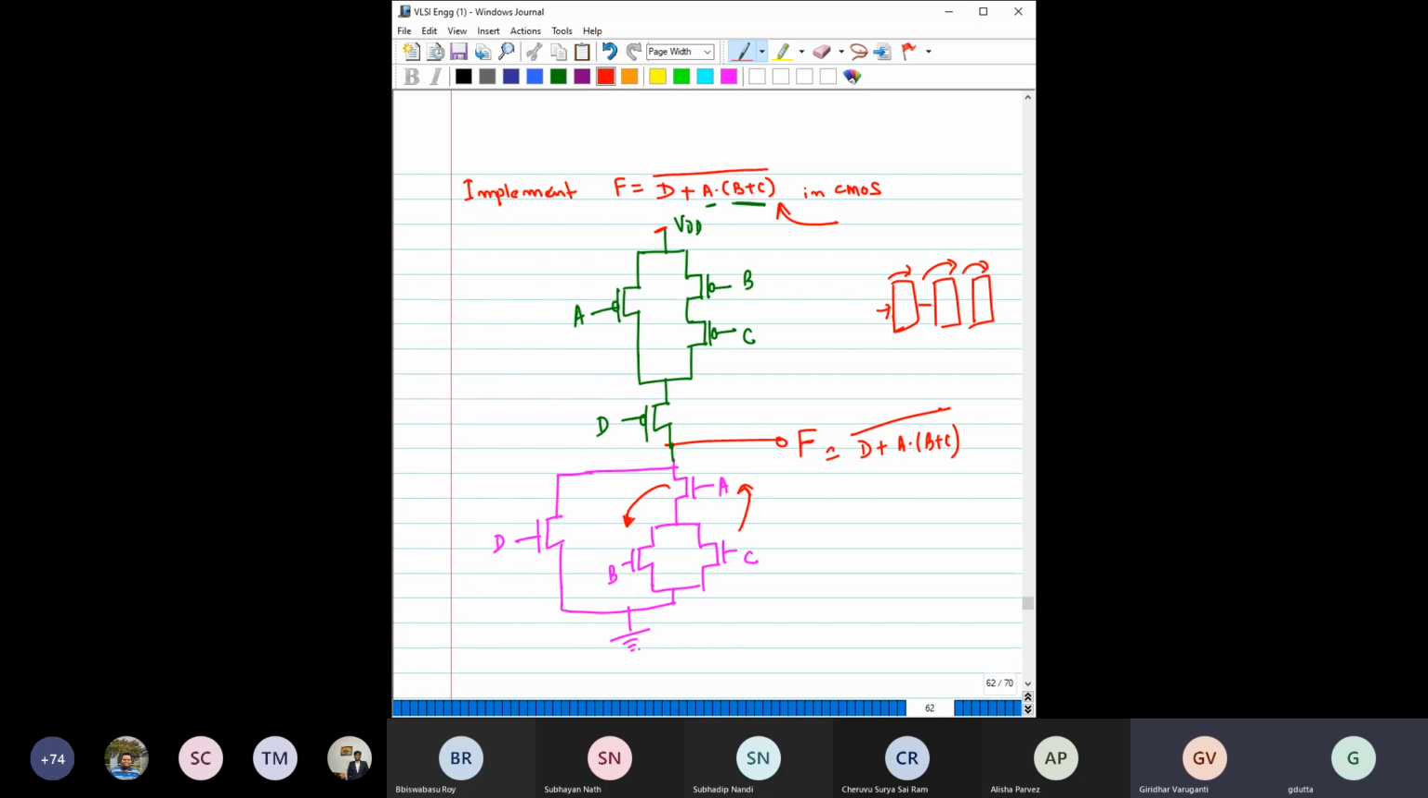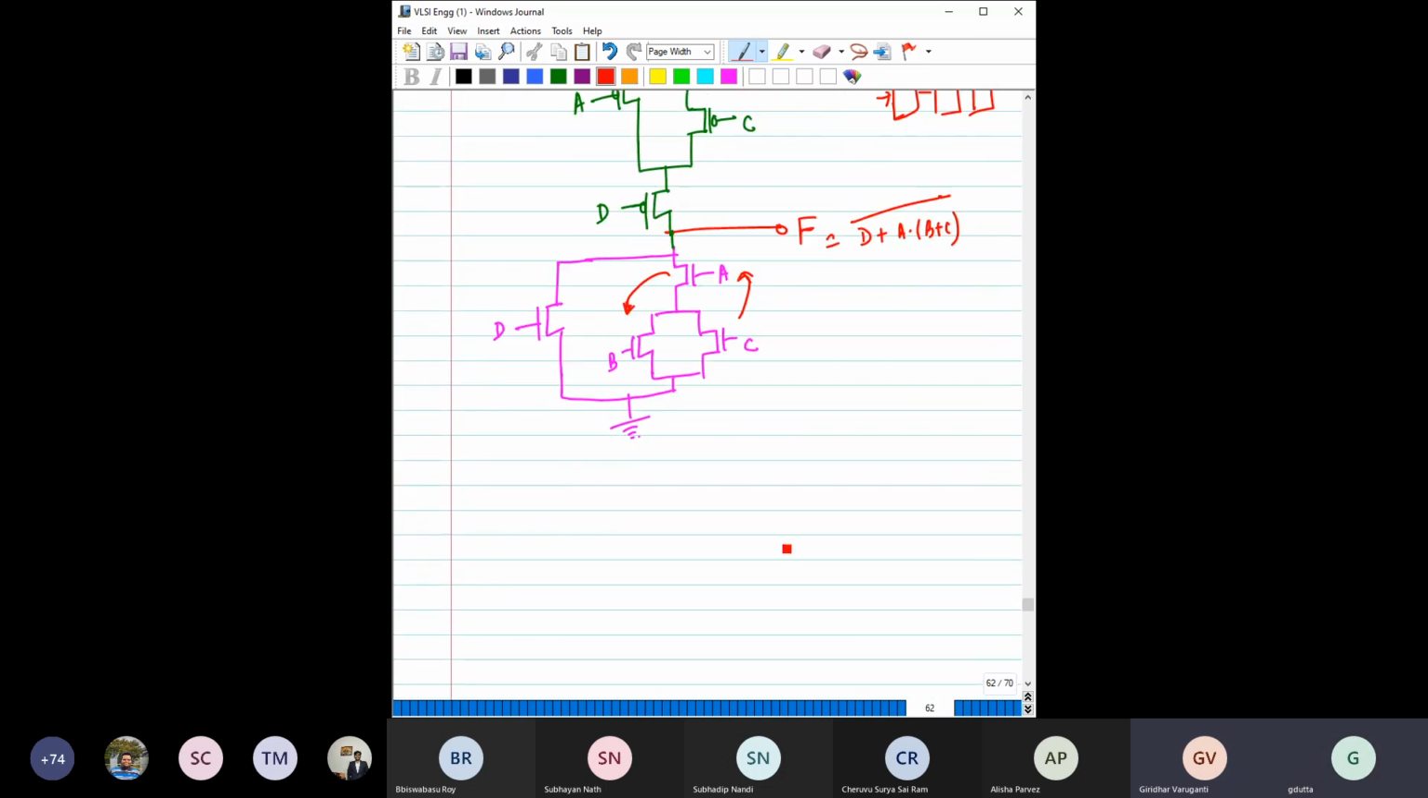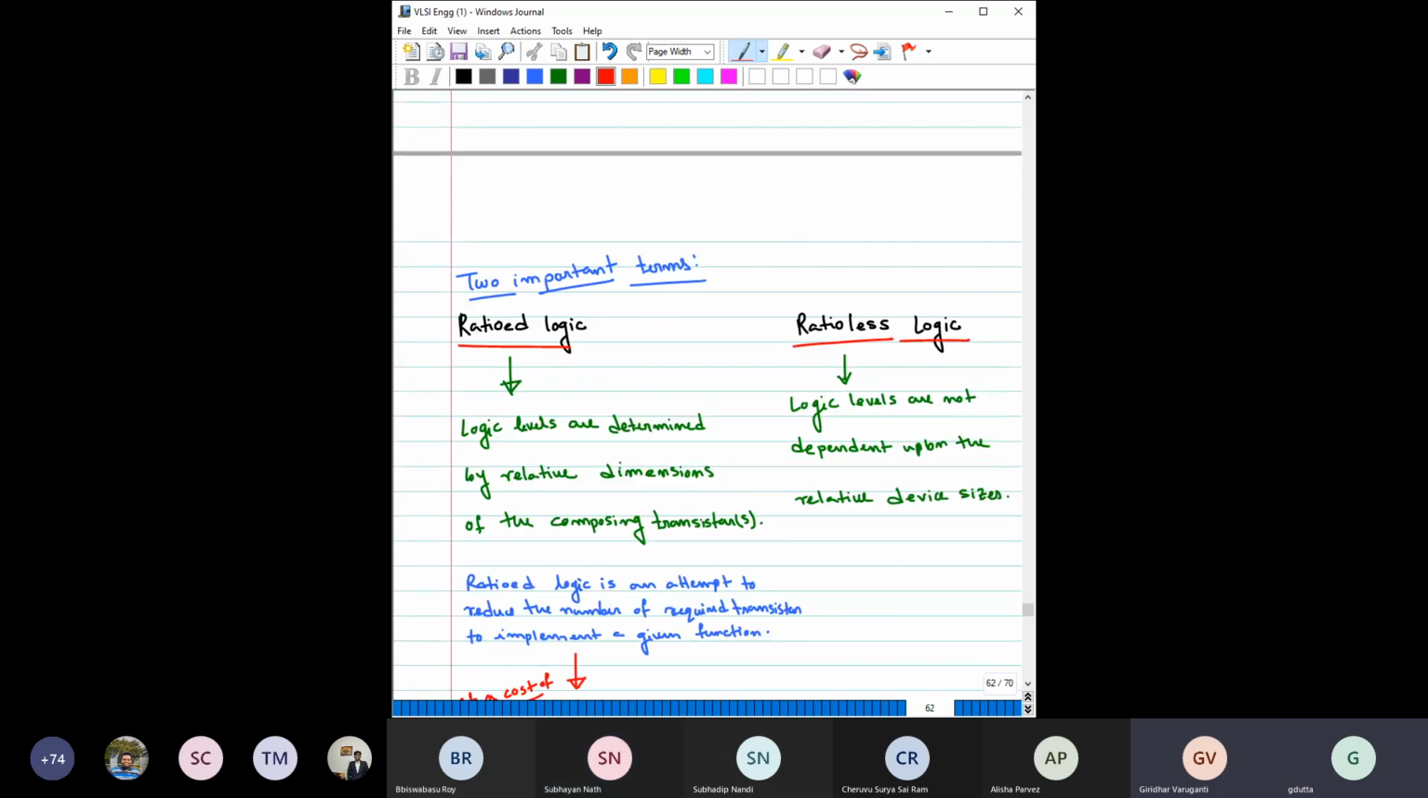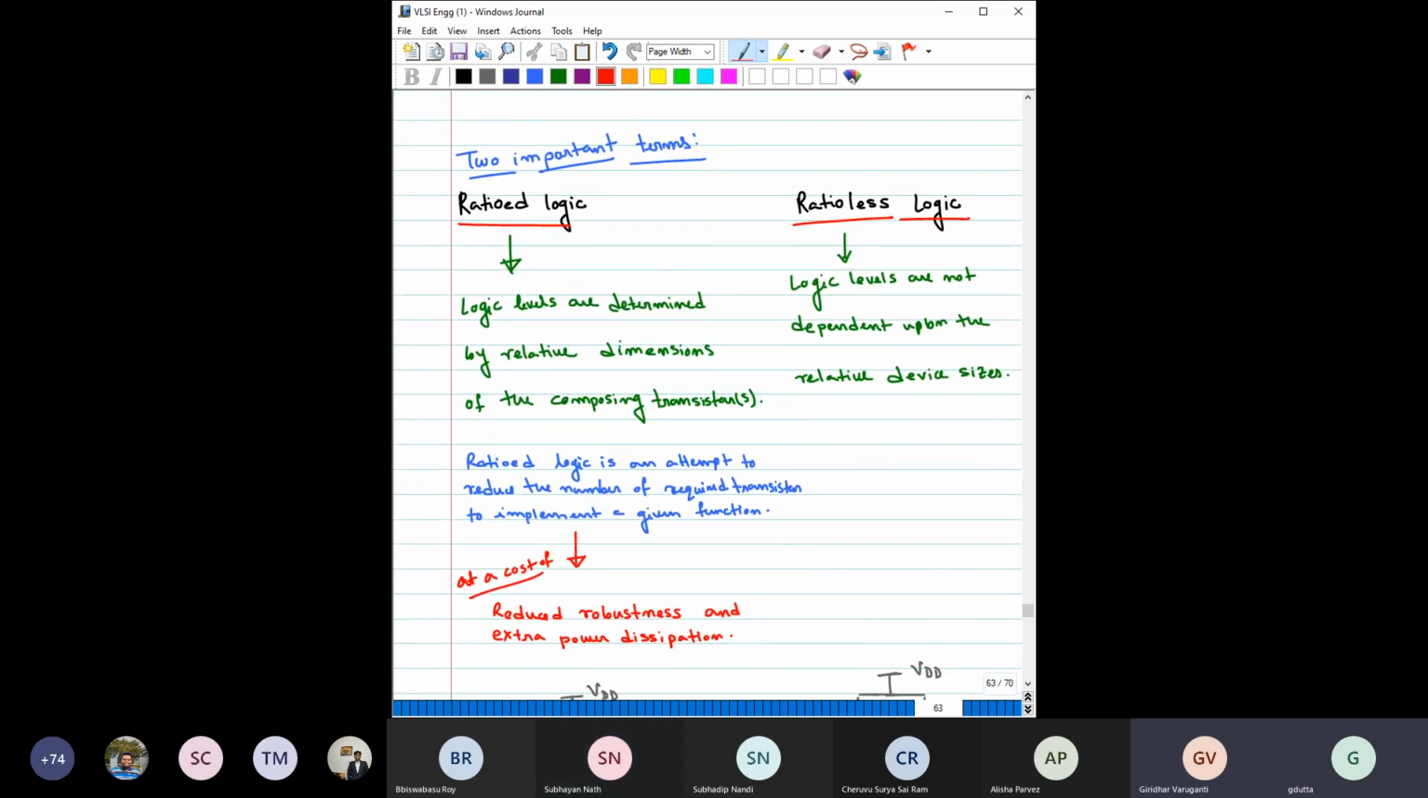If you open that suggested reading link, you will be able to see it. So that depends on the layout part, whether you can do it or not. We have to analyze from that perspective. Okay, good. Before we go to some other topic, there are two important terms we should know in this context, because we have now almost completed the static CMOS inverter part.